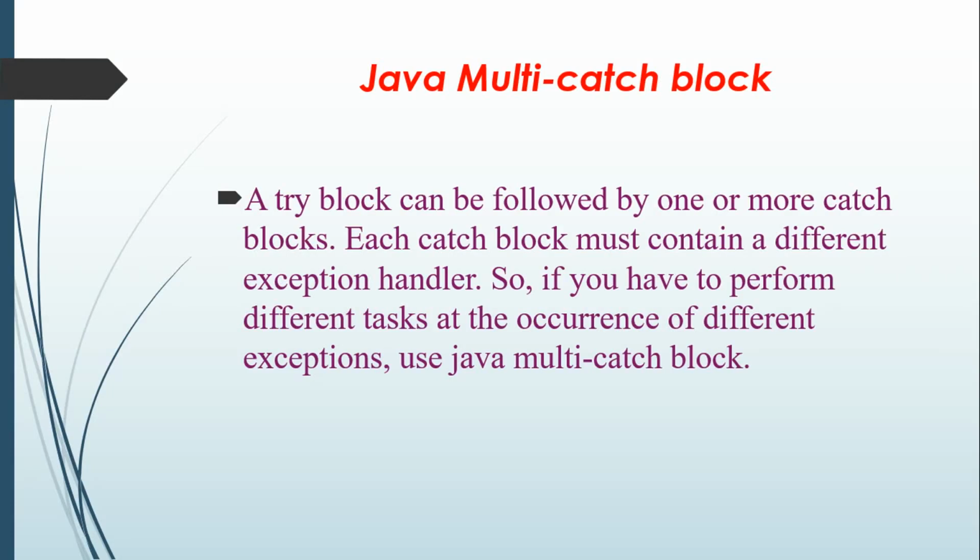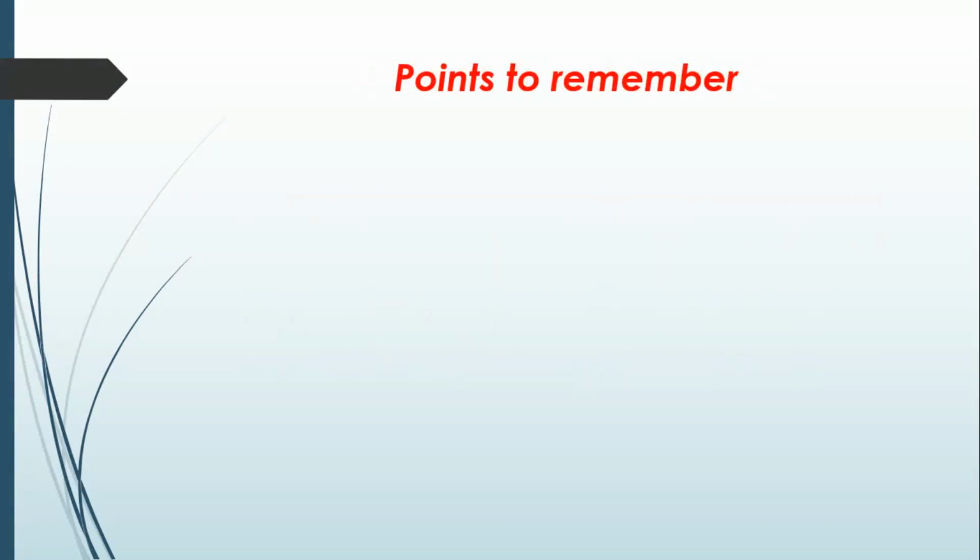So, if you have to perform different tasks at the occurrence of different exceptions, use the Java multi-catch block. Whenever a condition occurs where we don't know the appropriate exception handler, in that case we can use multiple catch. Sometimes we don't know whether a number divisible by 0 will cause a null pointer exception or an arithmetic exception. At that point, we don't know the exact exception handler, so we can use both handlers. But we should use the child exception handler first, followed by the parent exception handler.